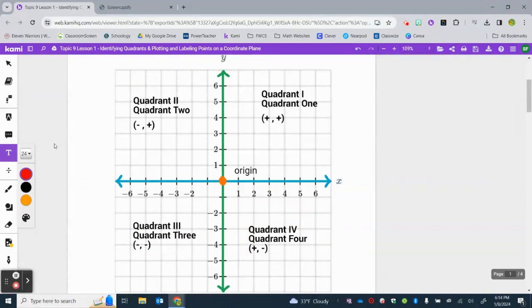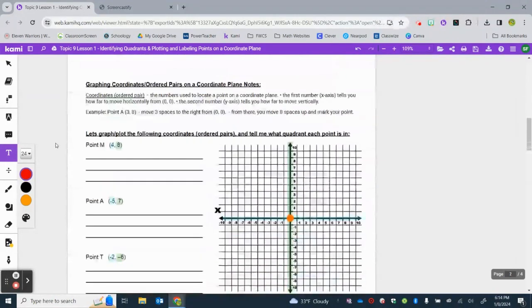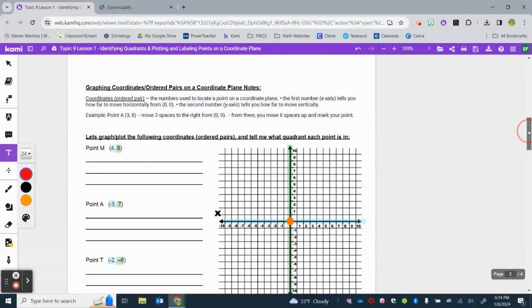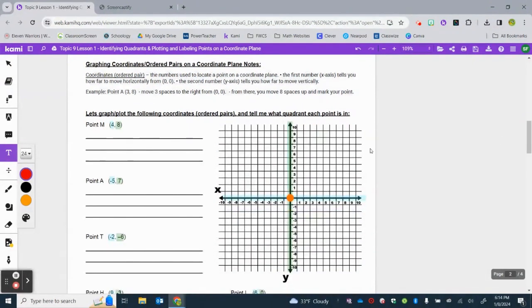Let's go ahead and scroll down to the next page, and let's look at graphing some ordered pairs onto the coordinate plane. So you'll notice that I've already highlighted our y-axis in green, our x-axis in blue, and the origin is the orange dot, just like on the front page. So let's jump into this and let's just look at point M right now. Point M is going to be located at 4, comma 8.